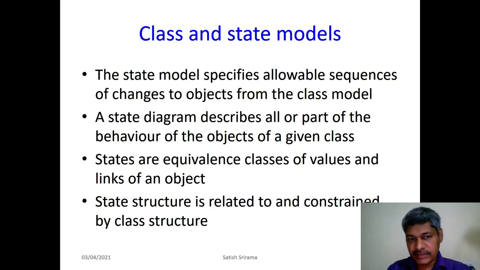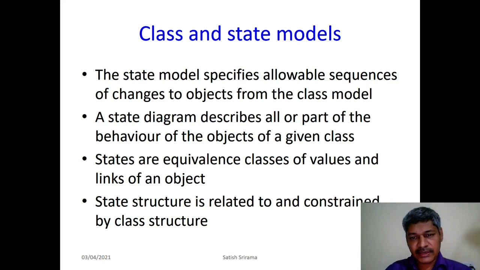Basically, in the state model, you will have several states, and the transitions are allowable sequences of changes to objects. The objects are per the class model. From the class model, you have the class, and for each class, you will have several objects, and the objects will be in several states. The state model shows this allowable sequence of changes, that is, what transitions can actually happen that make objects move across these different states. That we have already discussed.